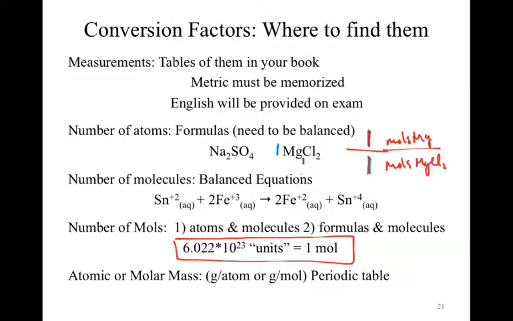Atomic or molar mass. Our grams per atom and our grams per mole can be found from the periodic table. Remember, just like we said, Avogadro's number is pretty much useless once you get beyond the concept and actually get into the lab and use anything. Same thing is going to happen with your atomic versus molar mass. Really the only important one is the molar mass, which is your grams per mole. And you'll be pulling that off of your periodic table most frequently with all of your conversions.